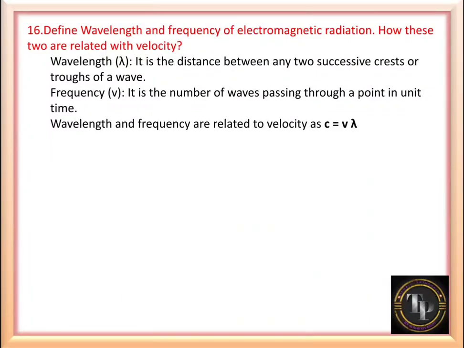Related to the velocity, c is equal to nu lambda. This is a very important formula, guys, remember. Nu is frequency, lambda is wavelength, c is velocity of the light. Explain photoelectric effect, emission of the light.